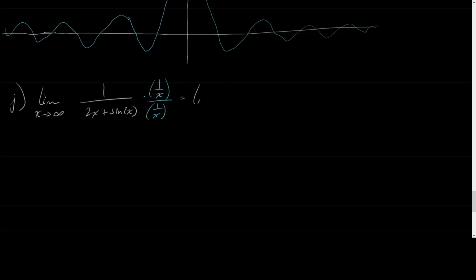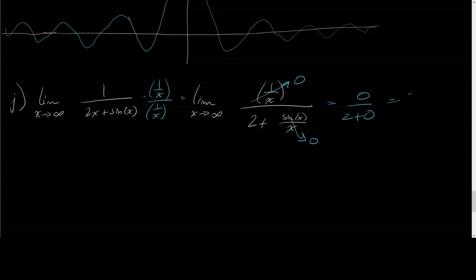I get the limit as x approaches infinity of 1 over x over 2 plus sine of x over x. And now we can see what this limit's doing. This right here is going to go to 0. This right here is going to go to 0. So we end up with 0 over 2 plus 0, which is just 0, right? And that's a 2. Okay.